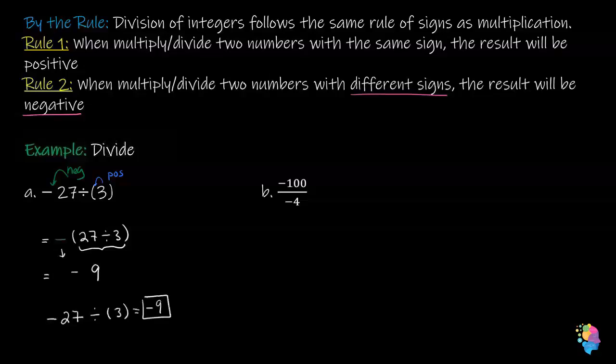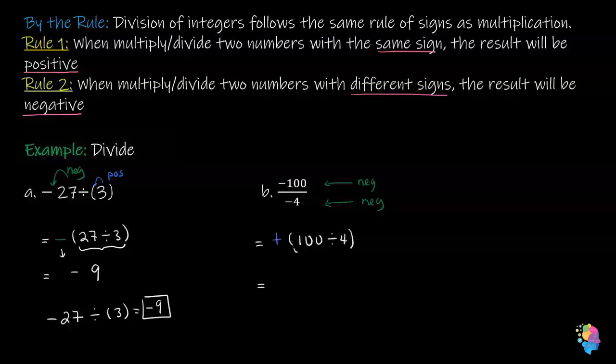Let's try it again. In letter B, they're asking us to divide negative 100 by negative 4. Since the numerator, that's the number on the top, is negative, and the denominator, that's the number at the bottom, is also negative, then our numbers have the same sign. That means our result will be positive. So then we're going to divide always the numerator by the denominator. That's 100 divided by 4. And don't forget that the result will be positive. 100 divided by 4 is 25. And we don't need to write down the sign because positive numbers don't need the plus. Then negative 100 divided by negative 4 is equal to positive 25.